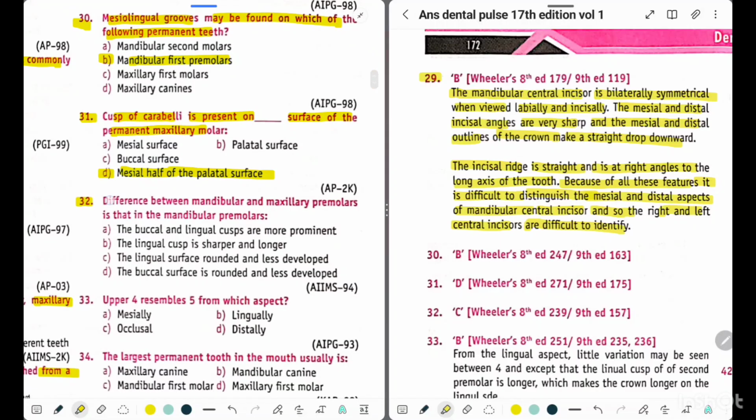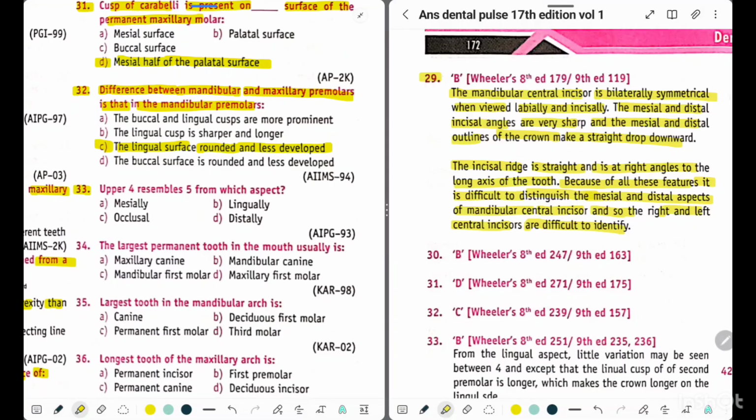Question 32. Difference between mandibular and maxillary premolars is that in the mandibular premolars, the options are: the buccal and lingual cusps are more prominent. Option B, the lingual cusp is sharper and longer. Option C, the lingual surface is rounded and less developed. Option D, the buccal surface is rounded and less developed. Its answer is C, the lingual surface is rounded and less developed.